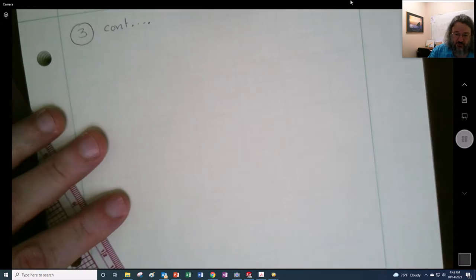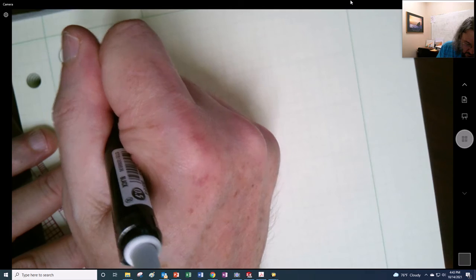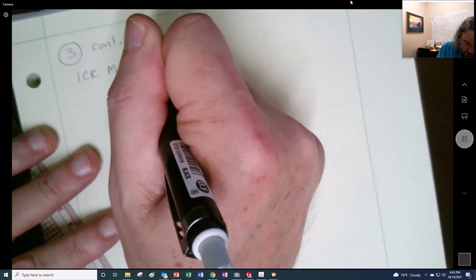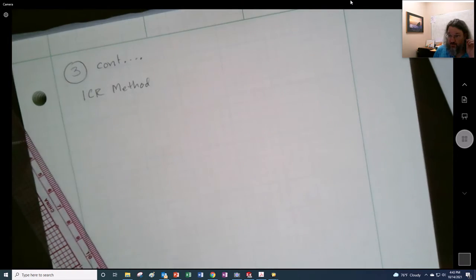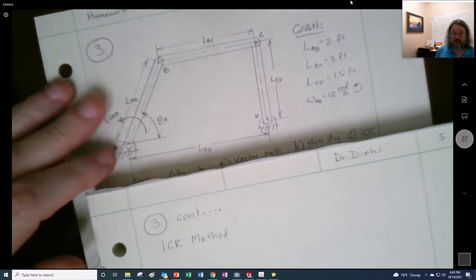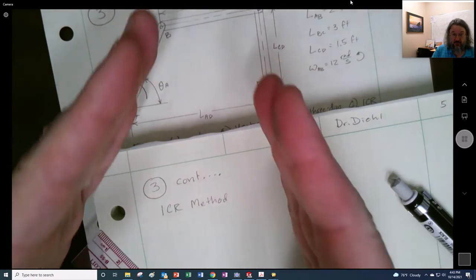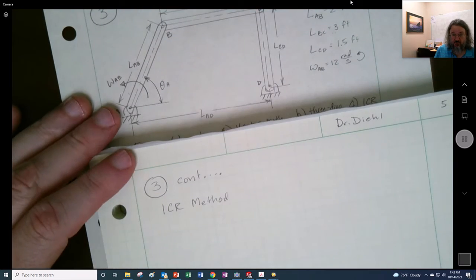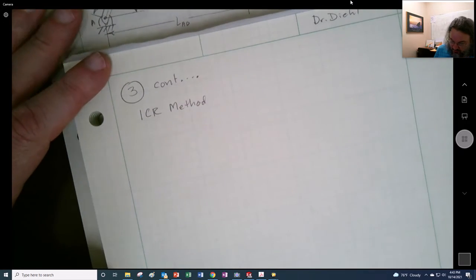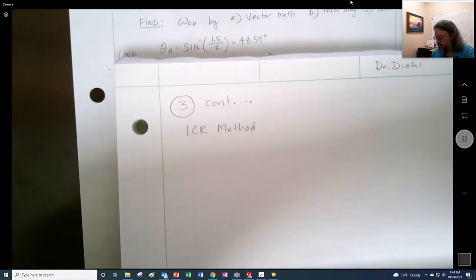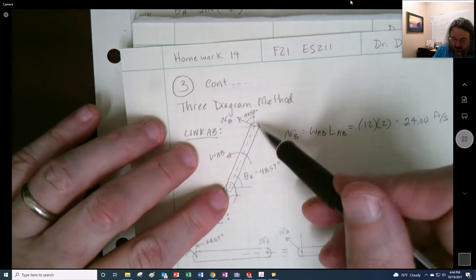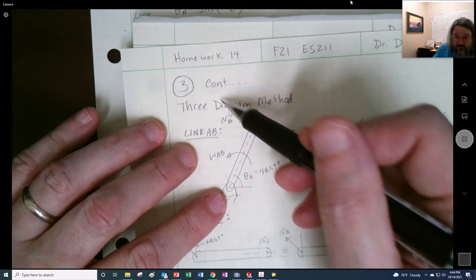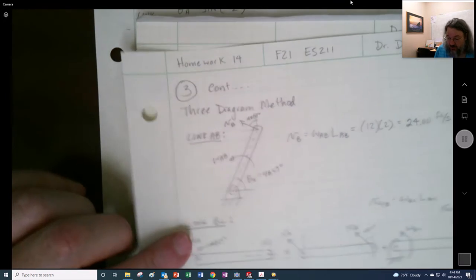All right, so now we want to do ICR. And on the ICR method, there's a special thing. Because of these, we will find that the ICR is going to be where the links merge together. And let's see how we can believe that. Right? So we're going to assume probably in this problem right here, we would normally in an ICR do this first, and we would see what that angle is going to be.